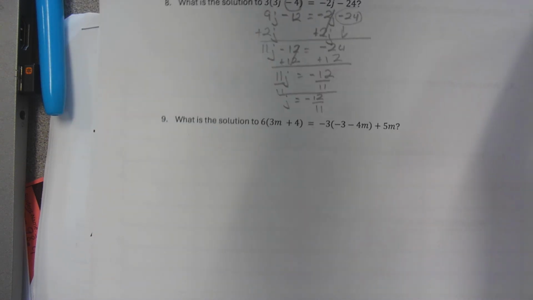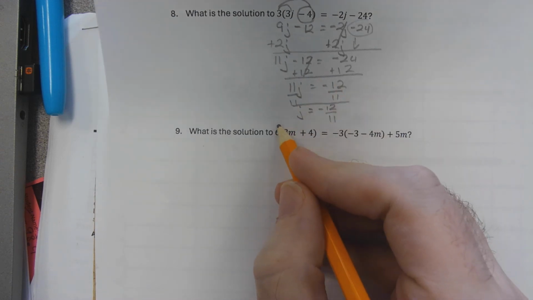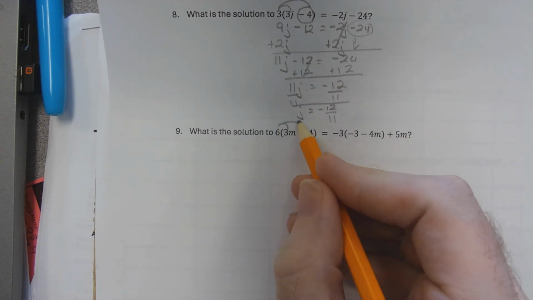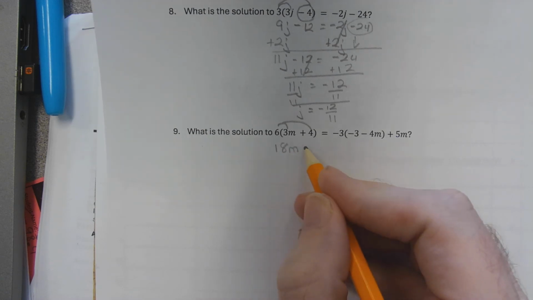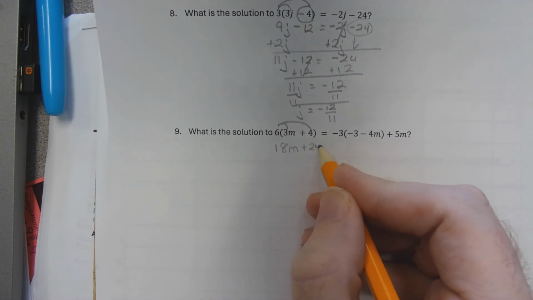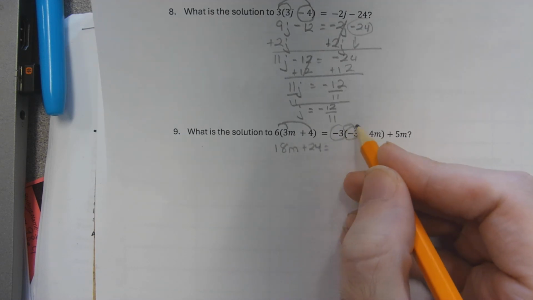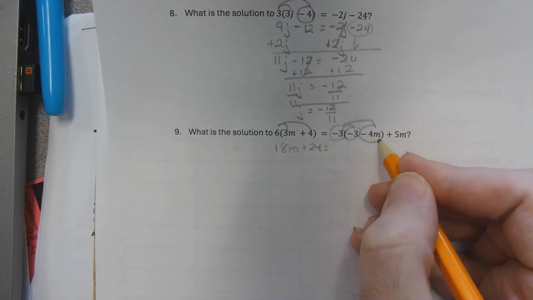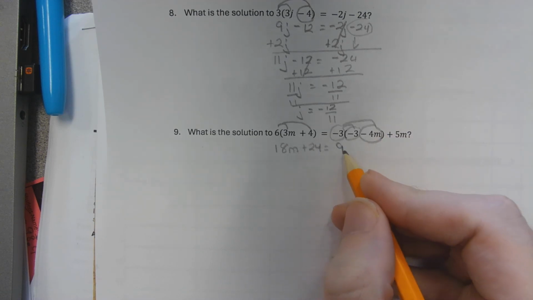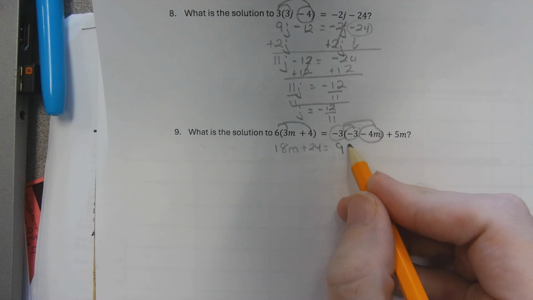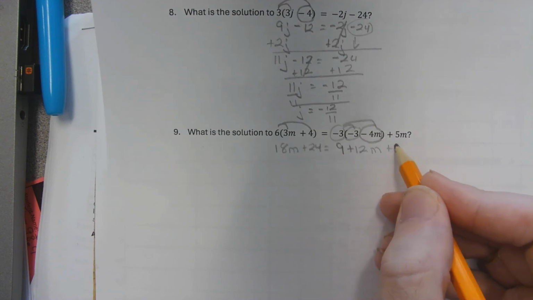Okay, and then our last question. Again, distributive property first. So 6 times 3m, 6 times 4. That's 18m plus 24. Negative 3 times negative 3, negative 3 times negative 4m. Well, negative 3 times negative 3 is positive 9. Negative 3 times negative 4m is positive 12m. Bring down the positive 5m.